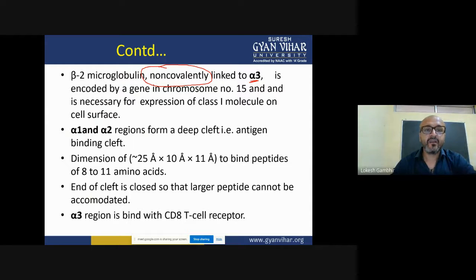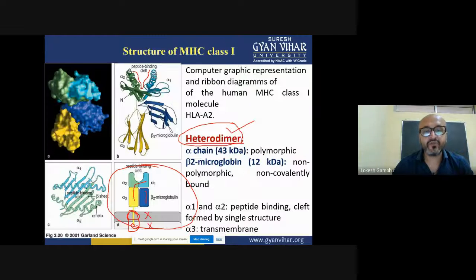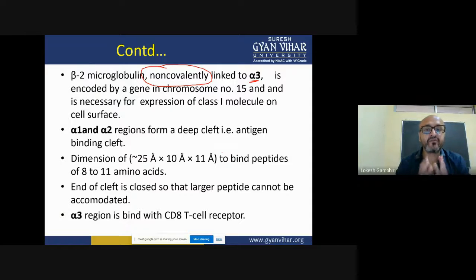Fine. Now see, this particular beta 2 microglobulin is actually coded by a gene that is present on chromosome 15, whereas these 3 genes are the main MHC class 1 region which were present on chromosome 6. So these are the products of two different segments that come together to give rise to a class 1 molecule complex. So always remember this particular part.